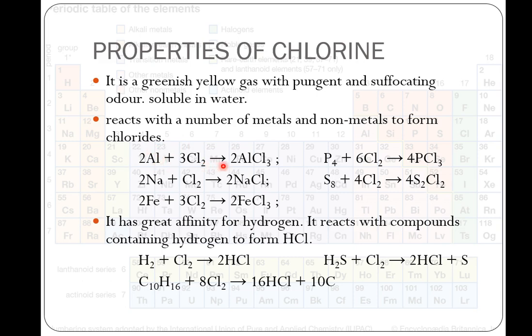With aluminium, it forms aluminium chloride. With sodium, sodium chloride. With iron, ferric chloride. With phosphorus, phosphorus chloride. And with sulfur, sulfur chloride. It has a great affinity for hydrogen. It reacts with compounds containing hydrogen to form HCl. With hydrogen, it forms HCl. With H2S, it forms HCl. And with hydrocarbon also, it forms HCl.